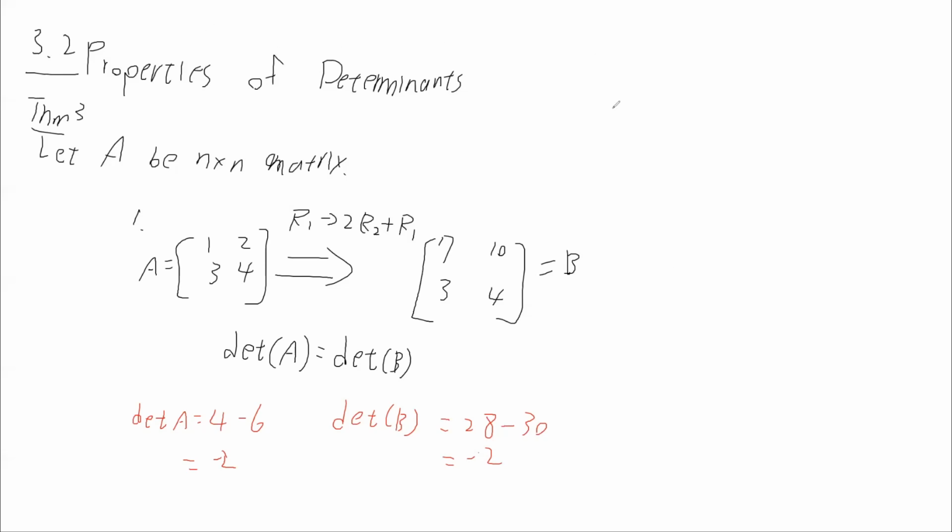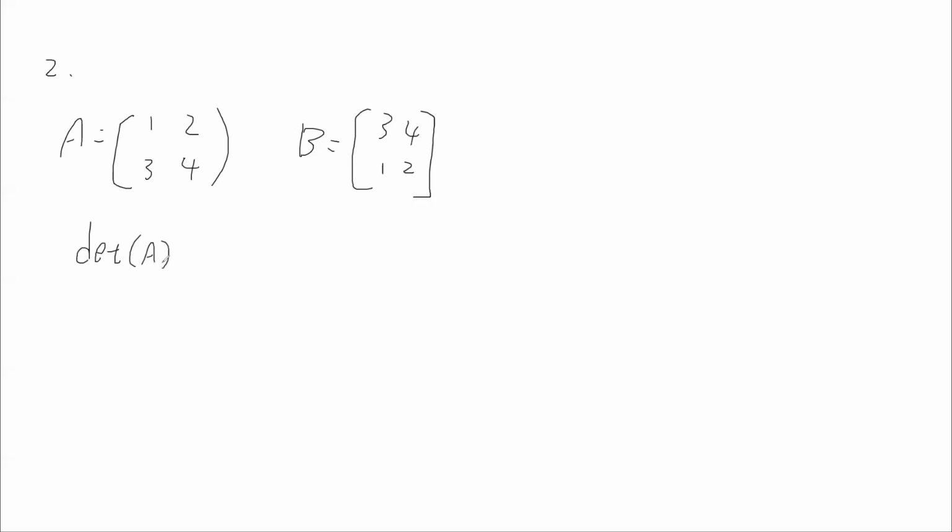And let's look at the second one. If 2 rows of A are interchanged to produce B, then the determinant of B is equal to the opposite of the determinant of A. So if you interchange rows, the determinant is going to be opposite. Let's say A is, again, 1, 2, 3, 4. And then we interchange row 1 and row 2 to get B: 3, 4, 1, 2. Then we know from earlier that the determinant of A is -2.